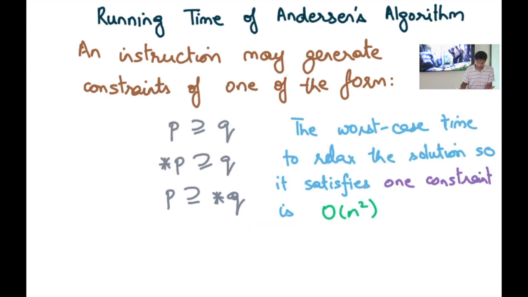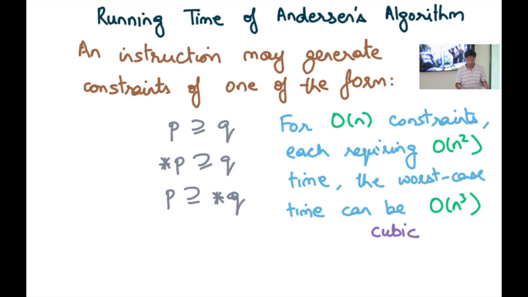And so relaxing this P is a superset of star Q for the dereference may require the addition of order n square edges. So to summarize, the worst case time to relax the solution so it satisfies one constraint, and these two are the culprits, the second and third constraint, can be at most order n square. So the worst case time can be order n square to just relax one constraint. And the number of constraints that we need to relax in the worst case could be order n, and each of them needs to be checked for relaxation at least once. And so the worst case time can be order n cube.